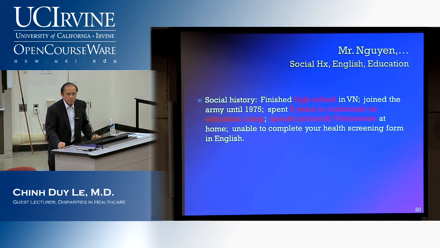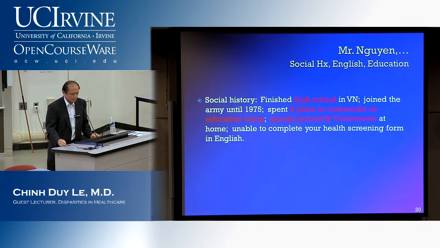When we asked Mr. Nguyen about his social history, he finished only high school and had to spend 8 years in the communist re-education camp, and he speaks primarily Vietnamese. He is unable to fill out the screening form in English. So does this information bring up anything about how it affects our care for Vietnamese senior groups?